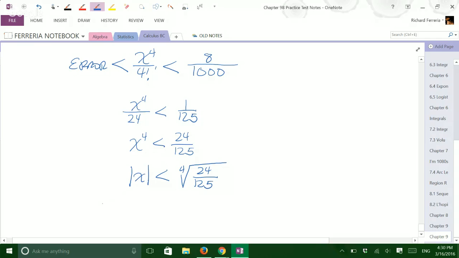Okay, now you're not going to get a calculator for this. So leaving the fourth root of 24 over 125 is fine. Yeah, that answer guide is wrong. I feel your pain, Jojo. Sorry. I'll be sending out a corrected one.